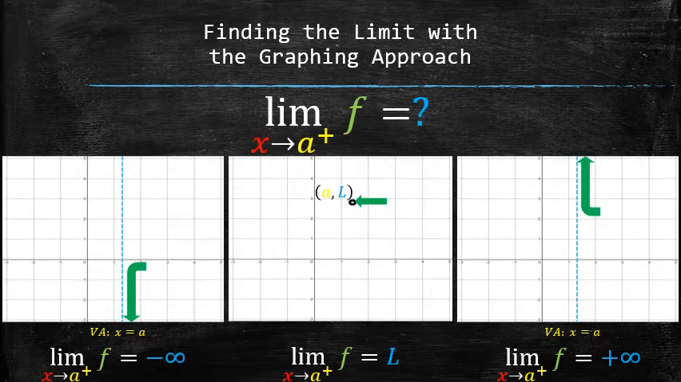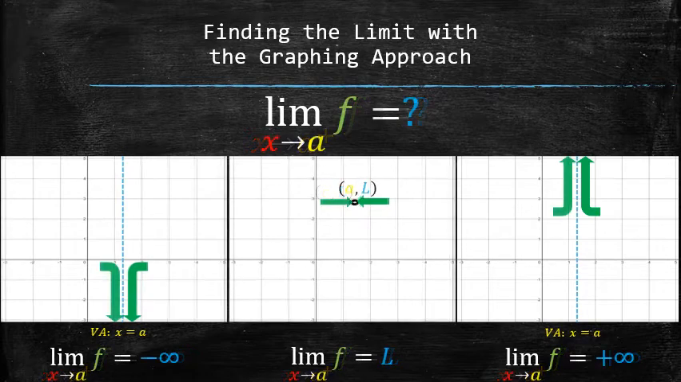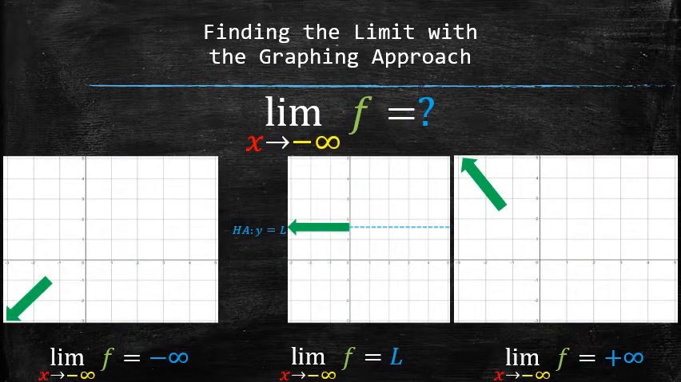If x approaches some value a from the right, then we will try to identify these three behaviors. If x approaches some value a from both sides, then we will try to identify these three behaviors. And if x approaches negative infinity, then we'll try to identify these three behaviors.